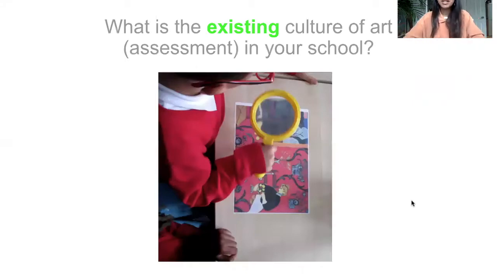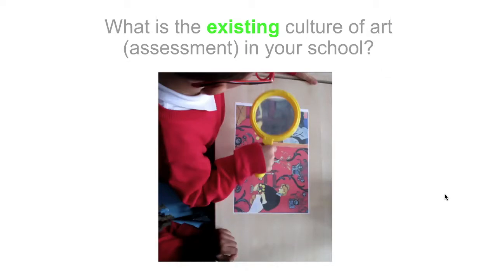So before we start, it's really useful for you to have a think about what the existing culture of art and design is currently in your school. Perhaps you want to jot this down on a piece of paper or just hold that thought in your head, but think about how assessment exists currently in your school. Do you mark sketchbooks? Do you use some sort of grid method? Do you use levels? Do you use verbal feedback? Any of the ways in which you are assessing art and design in your school, either for your own information or for the information of your students.